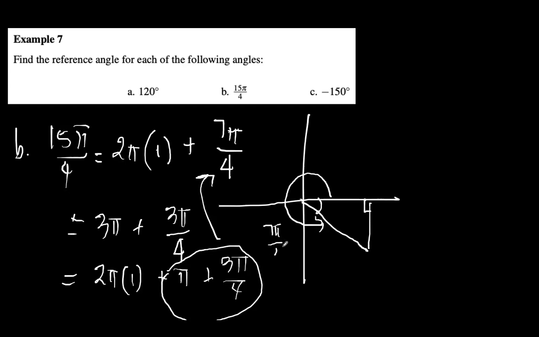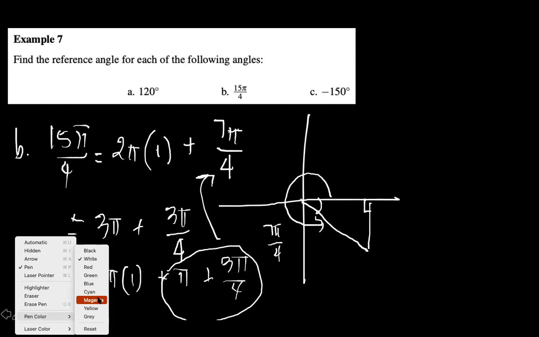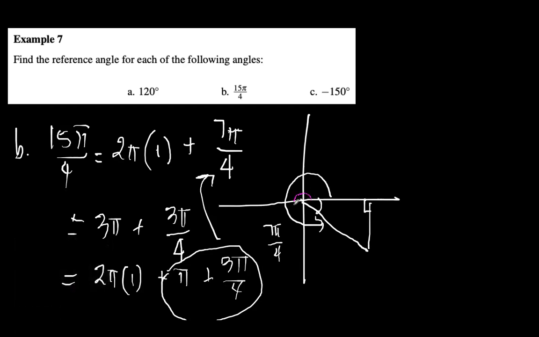So this is 7 pi over 4. However, the original angle is this. This is 15 pi over 4. Now, we're looking for the reference angle. What's the reference angle, guys? Sorry, there shouldn't be a direction. What's the reference angle? Of course, negative 2 pi. It didn't say positive or negative.